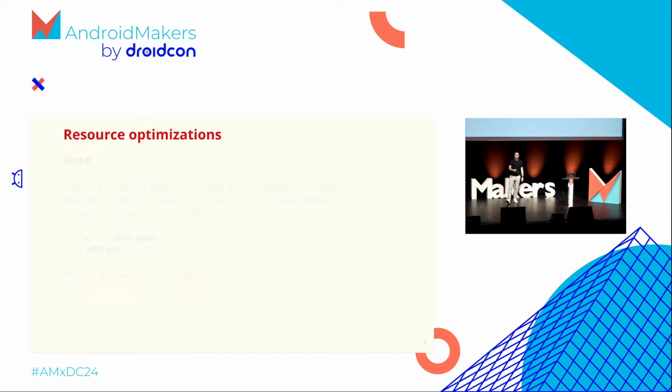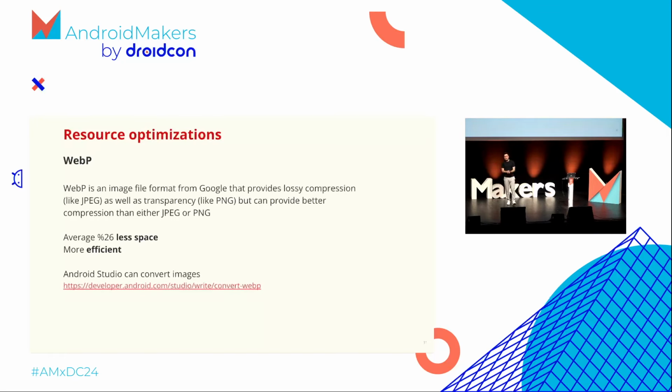Well, what else can you do? There are resource optimizations. Any PNG or any file that you show on the screen comes from IO.